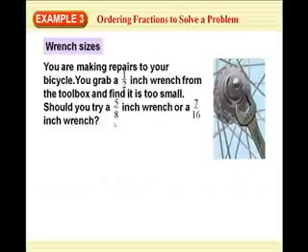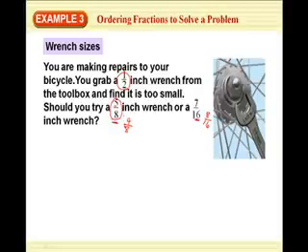All right, wrench sizes. You are making repairs to your bicycle. You grab a 1/2-inch wrench from a toolbox and find it's too small. Should you try a 5/8 wrench or a 7/16 wrench to check it? Well, if an inch is too small, you need something bigger than an inch. And one way to do this is to just use common sense, approximation. 7/16, half of 16 is 8. So 8/16 would be a half. So 7/16 is smaller than a half. 5/8, 4/8 is a half, and 5 is bigger than 4, so the 5/8 would be bigger.